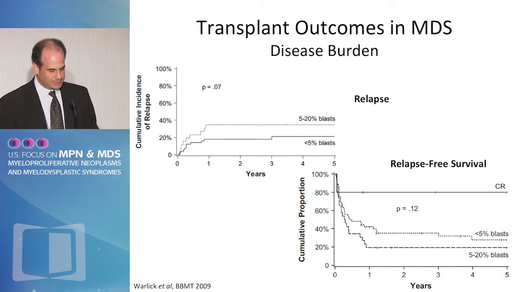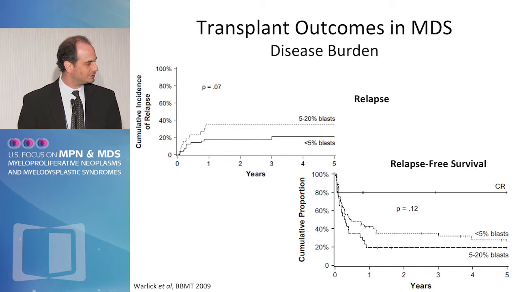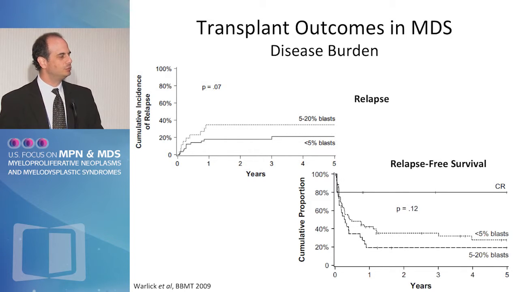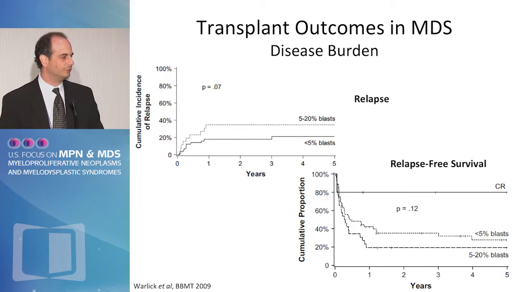And so if one looks at older retrospective data, and this is a sample of about 85 patients treated at one big center in the Midwest, we see that individuals who come into transplant with lower blast counts have lower relapse rates and better overall survival or relapse-free survival in this curve.